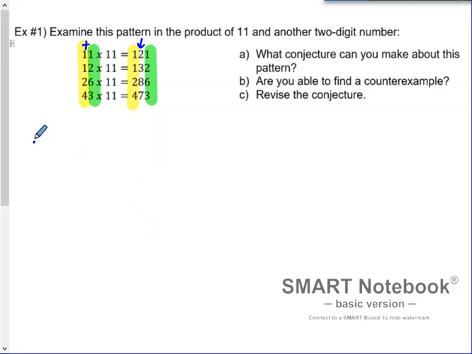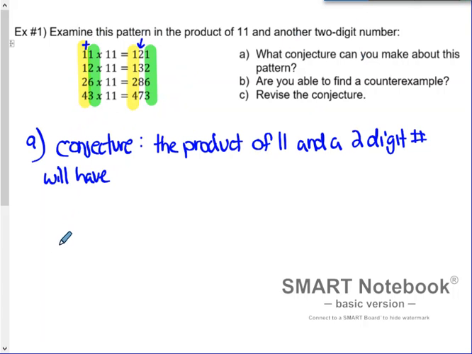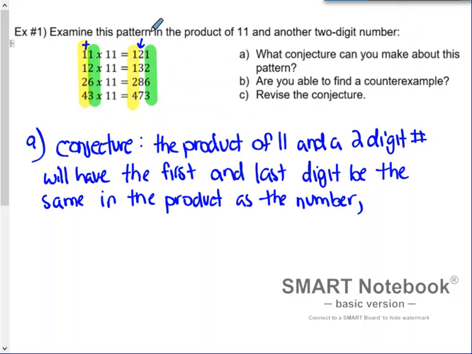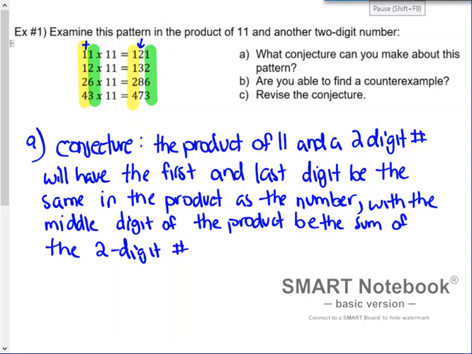Okay, so my conjecture is, all right, how do I get from this two-digit number to my product? I can take the first digit of my two-digit number, and that's the first digit of my product. So the product of 11 and a two-digit number will have its first digit be the same as the first digit in our number, and same with the last digit. The last digit of our two-digit number will be the last digit of our product. And that middle number is the sum of the two digits in my two-digit number.